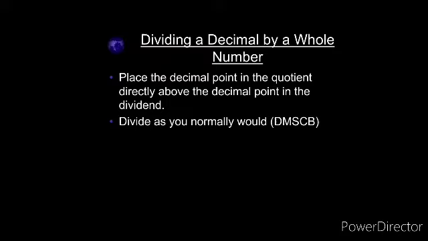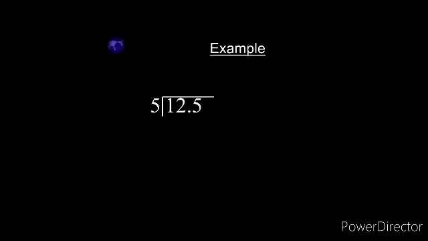So first rule, kung mag-divide tag decimal number, class, ang rule natin, first rule: place the decimal point of the quotient directly above the decimal point in the dividend. Then after that, divide as you normally would. So just like this example, first example, class, 12.5 divided by 5.